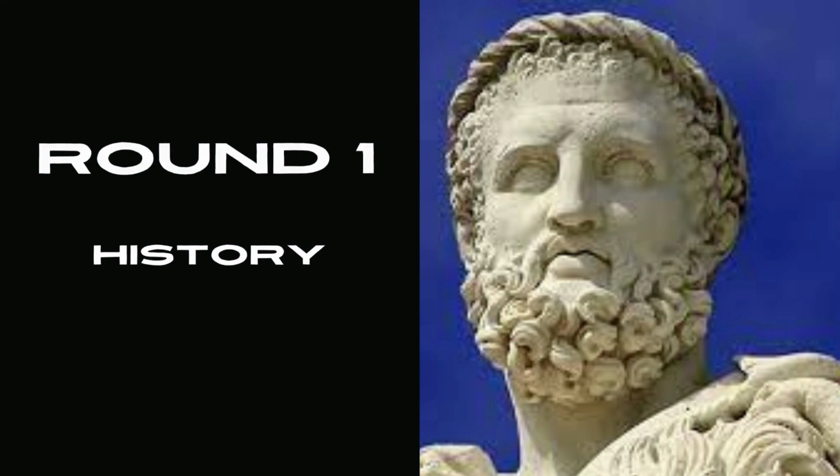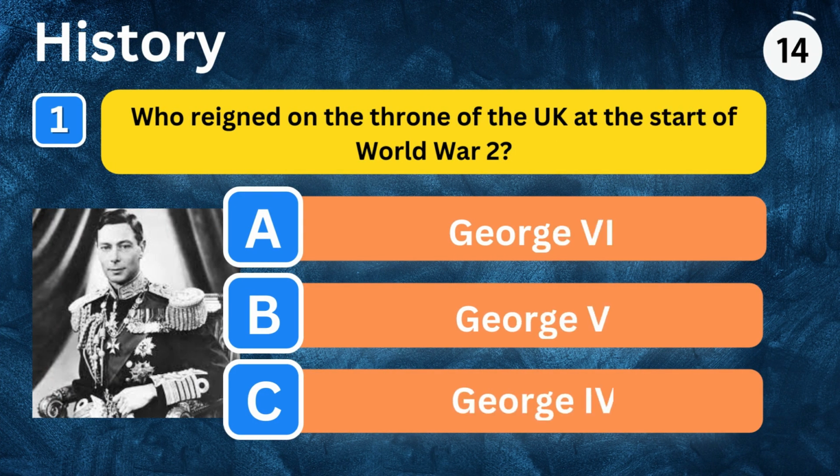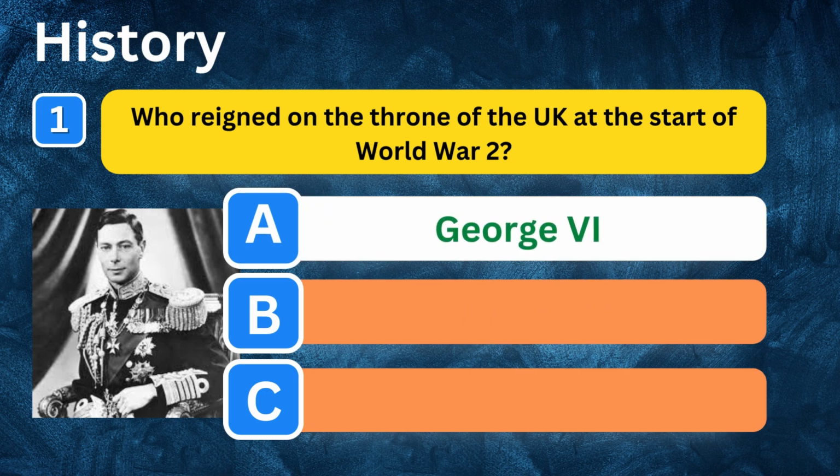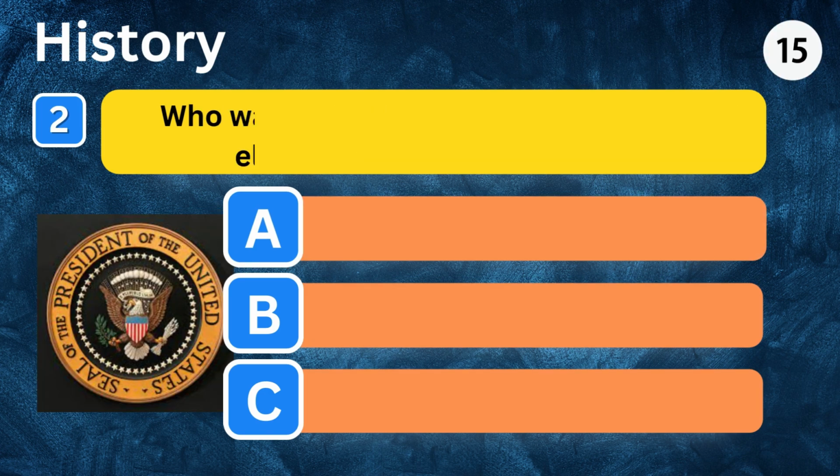Here comes question number 1. Who reigned on the throne of the UK at the start of World War II? Was it George VI, George V, or George IV? And the answer is George VI. Let's move on to question number 2.